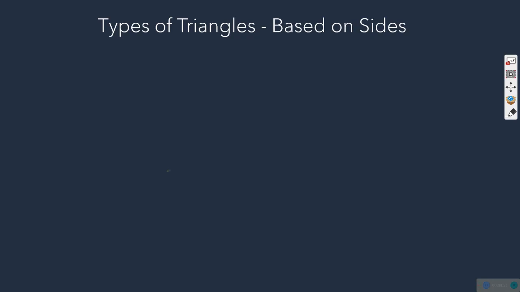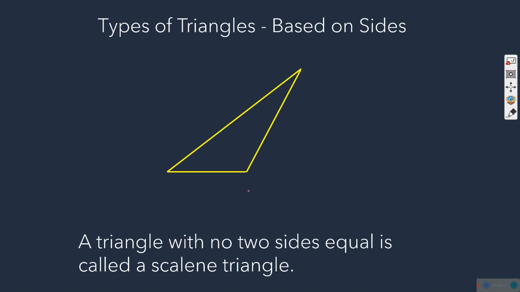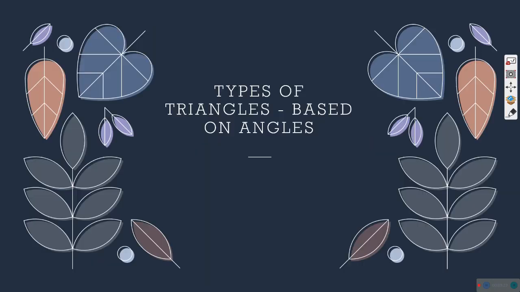Coming to the third type based on sides, which has no side similar. That means a triangle with no two sides equal is called a scalene triangle. Very special name. Scalene triangle. Understood? So these are the types of triangle based on sides. There is one important thing you are getting in this chapter. You will answer the questions given in the textbook accordingly. Okay, my dear students, let me go ahead.